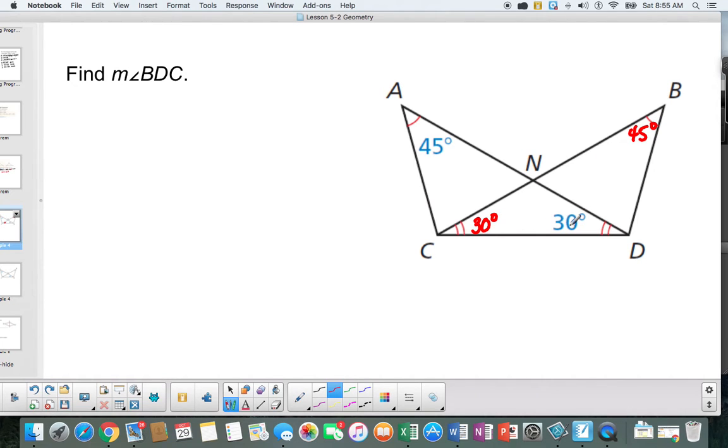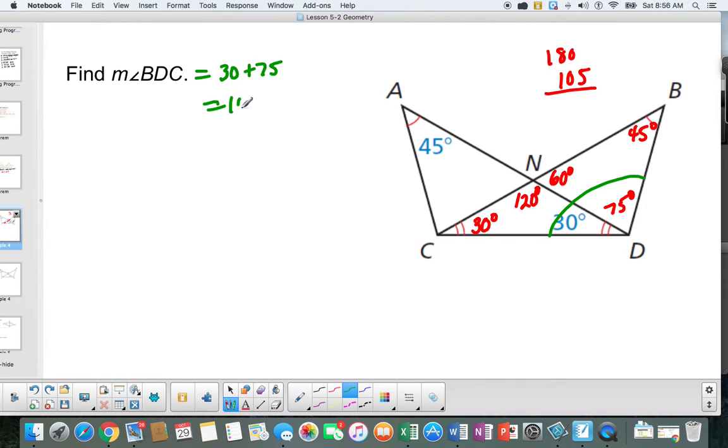These two angles add up to 60, so that means this is 120. And if this is 120, this angle is 60 degrees. And if I can find this angle, that might be helpful. That is 105. And if I subtract from 180, this angle is 75. Now, I was being asked to find BDC. That's this angle I'm being asked to find. So that will be 30 plus 75, and that'll be 105.